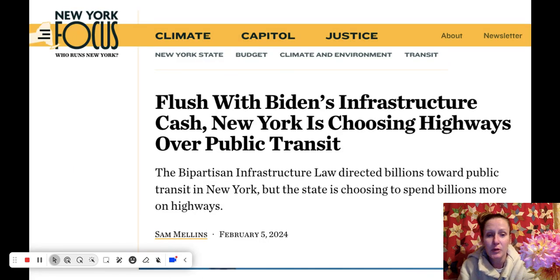So, just one example, we mentioned that the Northeast has a high population. So, with a growing population, it's going to need an evolving infrastructure to support that. The president, it says here, flush with Biden's infrastructure cash, New York is choosing highways over public transit. So, for example, if New York State has some money, whether it's from a block grant or some sort of grant from the federal government, is it going to use it to address that population?